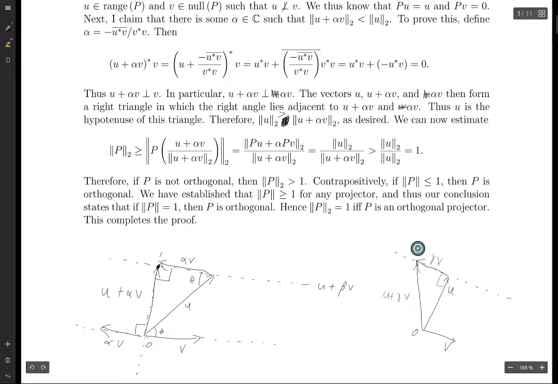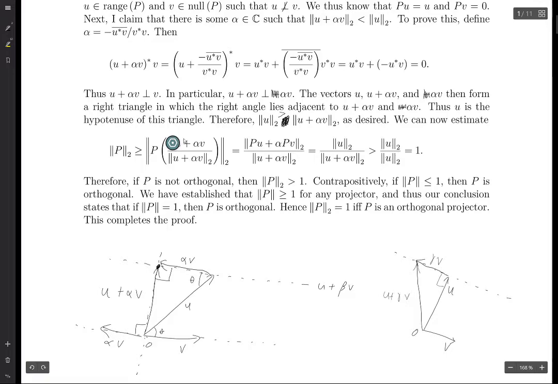And then we can estimate everything from there. So the 2 norm of P is equal to the supremum of the 2 norm of Px, where x ranges over all vectors of norm 1. I think I said norm 2 instead, but I did mean to say norm 1. So in particular, that's greater than or equal to the 2 norm of P times this particular vector, which, just looking at this, you can see has norm 1.